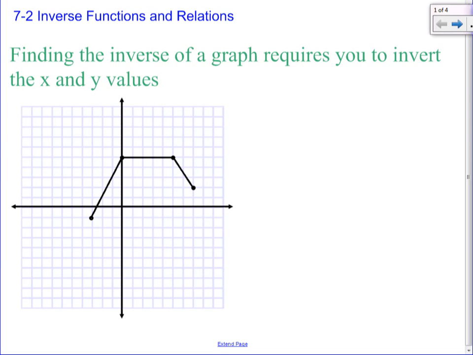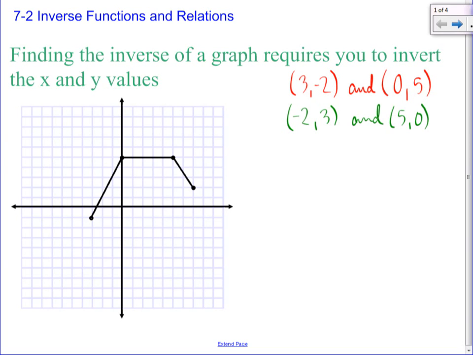Okay? So if you had a set of ordered pairs, let's start with that. Let's say you had 3, -2, and 0, 5. And they asked you to find the inverse of those points. All you're going to do is switch the x's and y's around. So the inverse points would be -2, 3, and 5, 0.